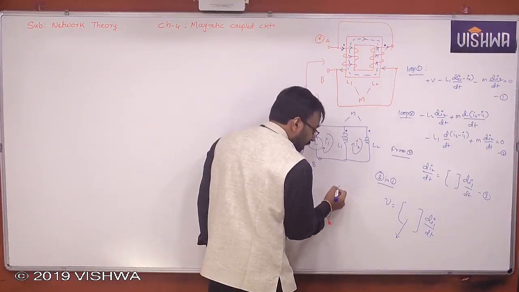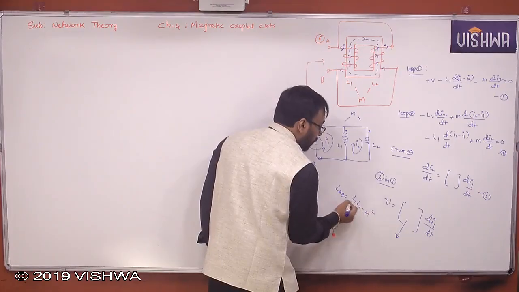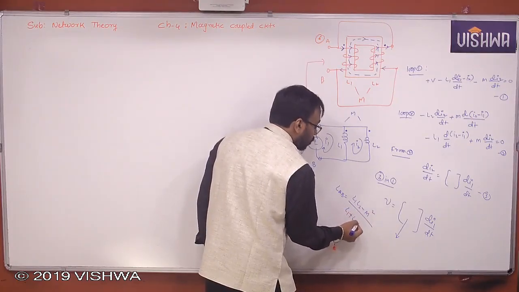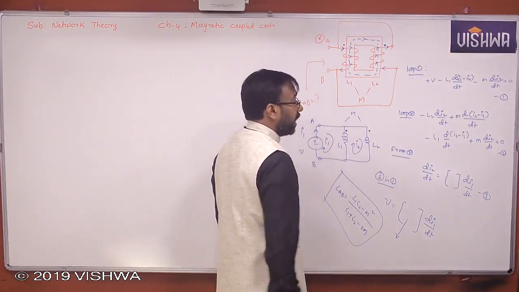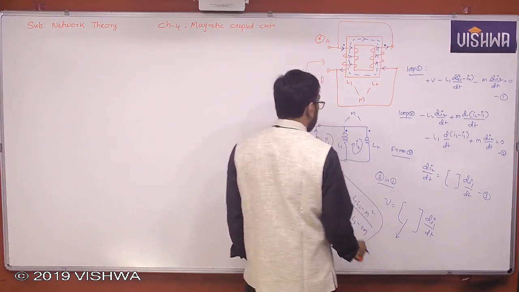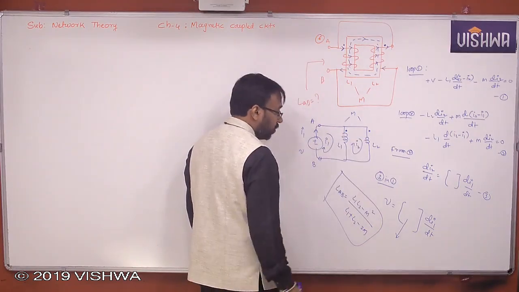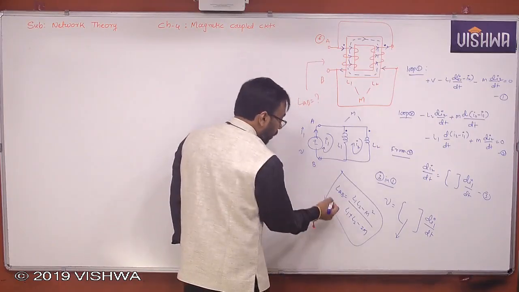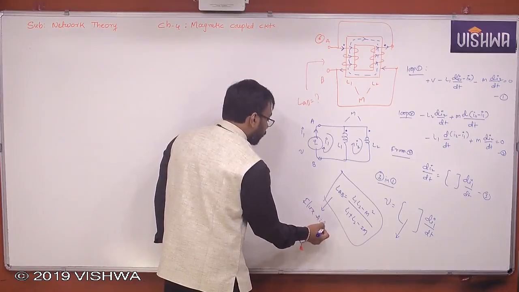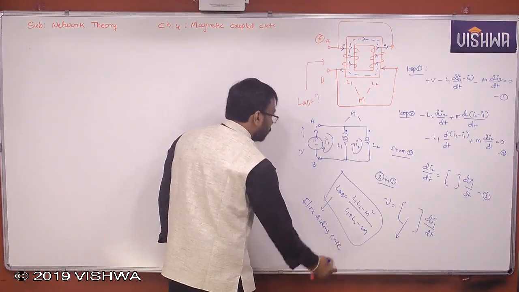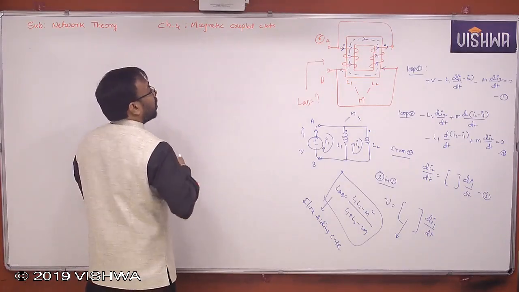I directly give you that answer. LAB will be L1 L2 minus M square by L1 plus L2 minus 2M. And no doubt it is a flux aiding case. Why? Because you see this current is entering, this current is also entering. Therefore, flux aiding case it is. Parallel combination flux aiding case. Okay. Similarly, don't write. Similarly, I'll give you another one also, 7.